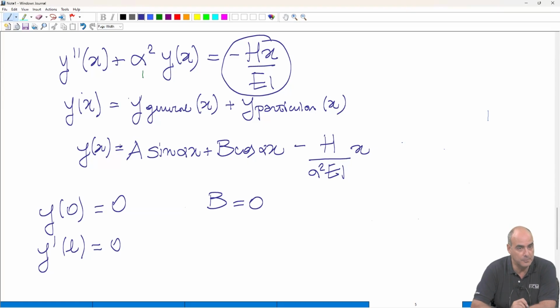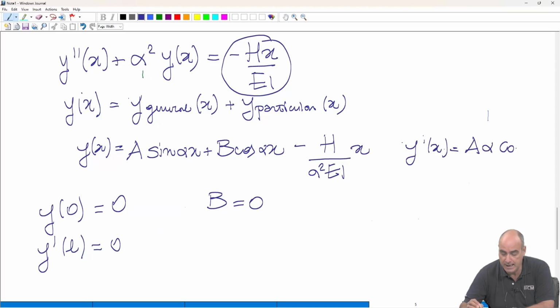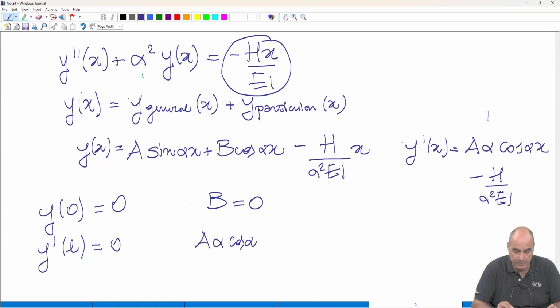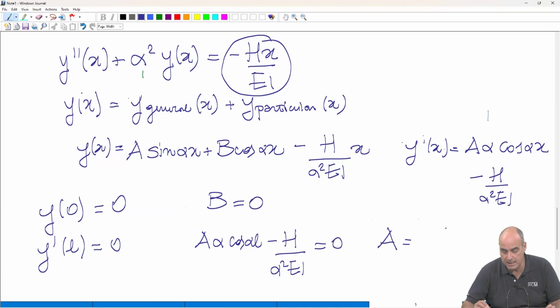Then we have to write the second boundary condition. So we first of all have to write the derivative, which will be a alpha cosinus of alpha x minus h over alpha square ej. I always consider that b is equal to 0, so I don't write anymore the term with b. So the first derivative in L will be h alpha cosinus of alpha L minus h alpha square ej equal to 0, which means a equal to capital H divided by alpha cube ej cosinus of alpha.